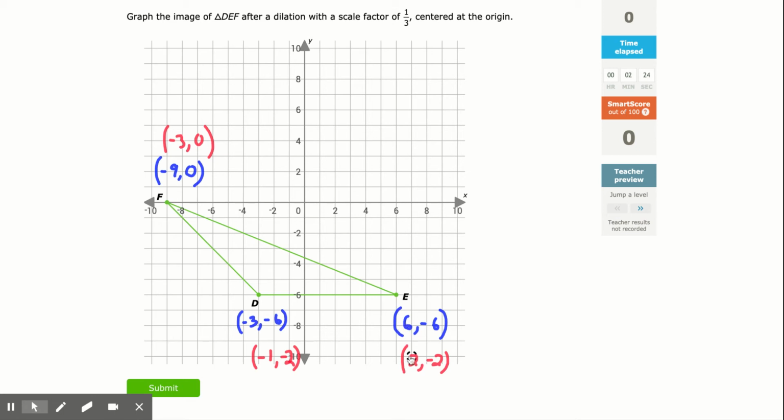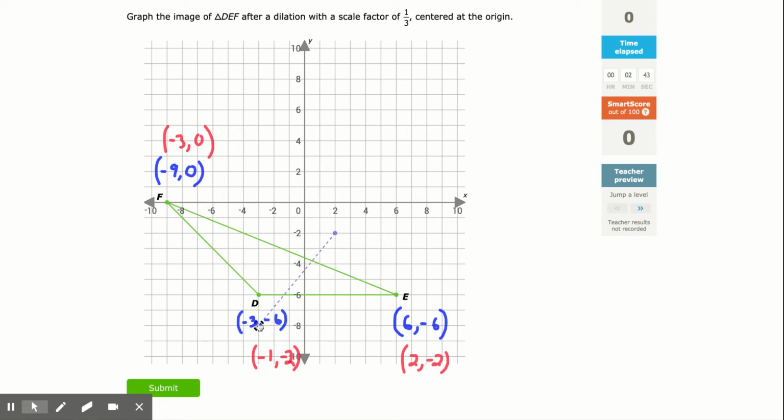So I take 1/3 of 6, which is 2. I take 1/3 of negative 6, which is negative 2. So in other words, I'm going to go back to right here. This is 1/3 the distance from the origin as this one once was. So again, 1, 2, 3. So it's 1/3 of the distance.